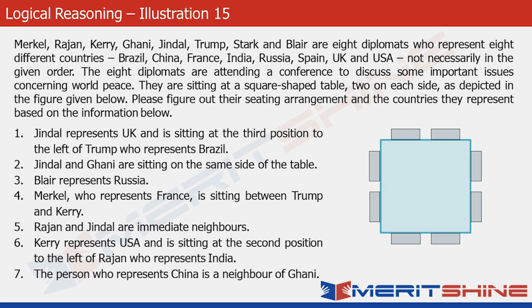The problem here talks about 8 diplomats who represent 8 different countries and who have come for a conference. In the conference, they are sitting at a table that is in the shape of a square. So exactly 2 diplomats are sitting on each side of this table. This is shown in the figure given in the problem.